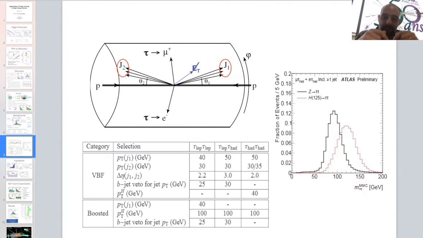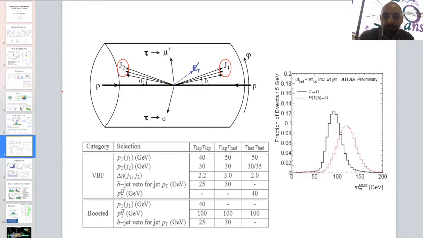So if you look at all the tracks that come out, you'll see a set of tracks that are pointing to a point that is away from the primary point where the interaction happened. That and some other techniques allow you to identify B jets. You don't do a great job, but you can actually do it. So you can veto those things, which suppresses your background. And then you can also cut on the PT of the Higgs, for example.